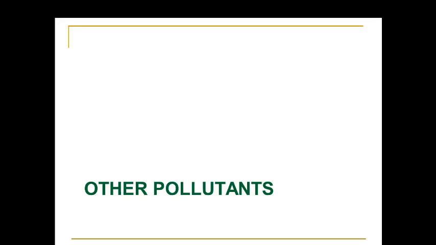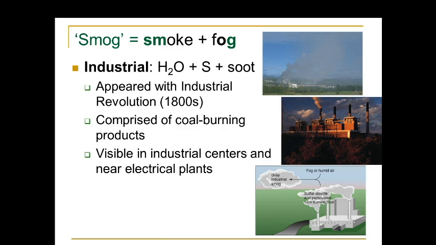In the last section, we looked at natural pollutants. In this section, we're going to look at other things that pollute. So these would be the anthropogenic causes of pollution more. Right. So we're going to start with smog, which is, of course, smoke and fog combined.